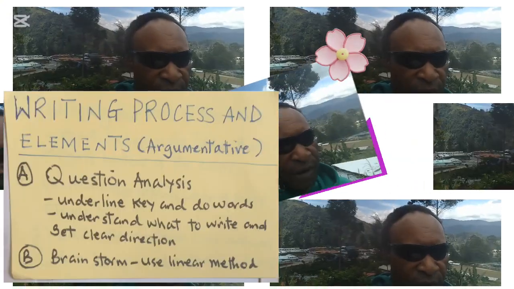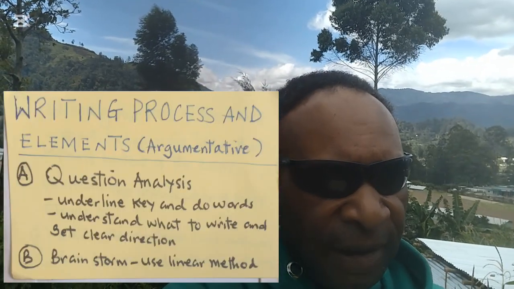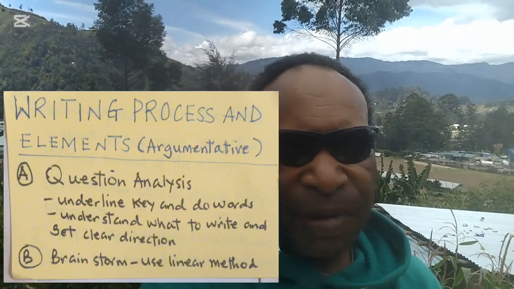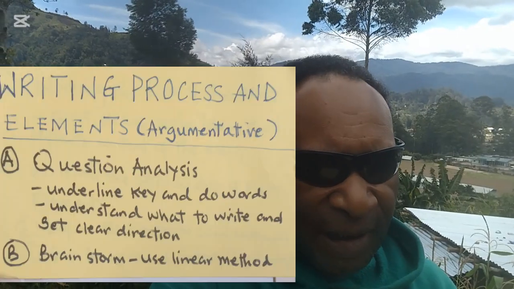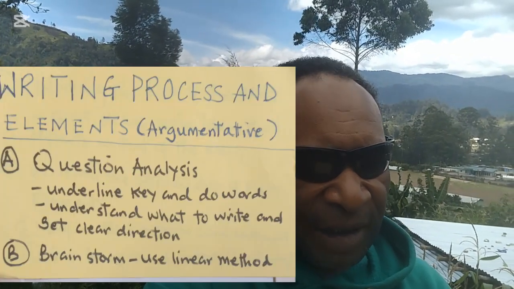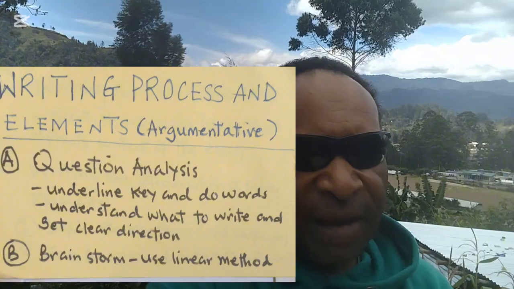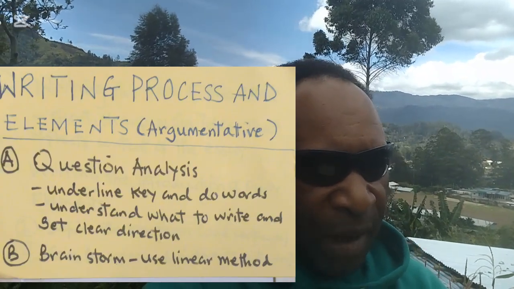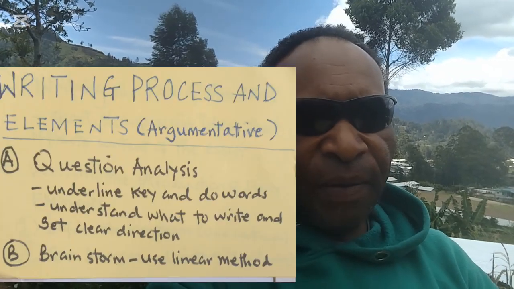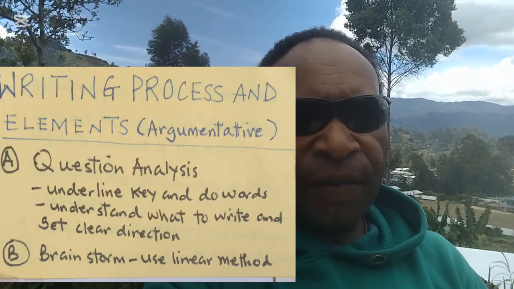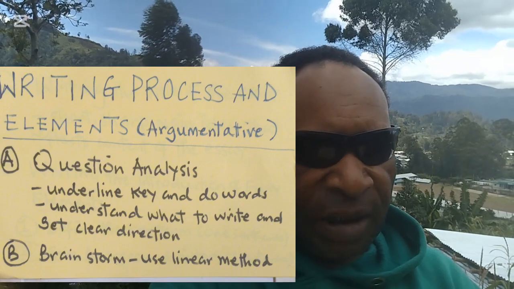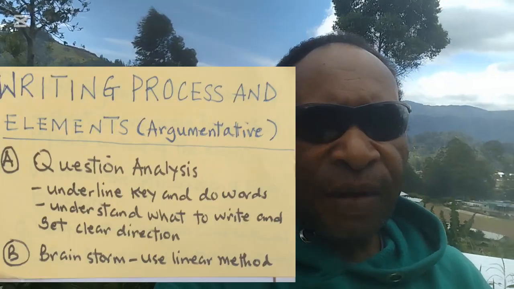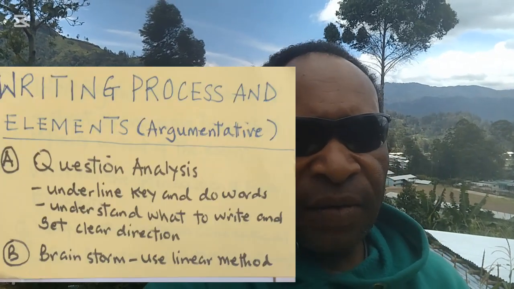Now, the process of argumentative writing, we call it the question analysis. You are going to analyze the question by underlining the keywords, and then you get a direction. That is the question analysis. Once you get a direction, you understand the question carefully before you write. That's number one, A. The second process is what we call brainstorming, and there are different ways of brainstorming, but my recommendation was you must use the linear method and then using the T-shape. You list down the for side or against side or advantages and disadvantages and do your brainstorming.